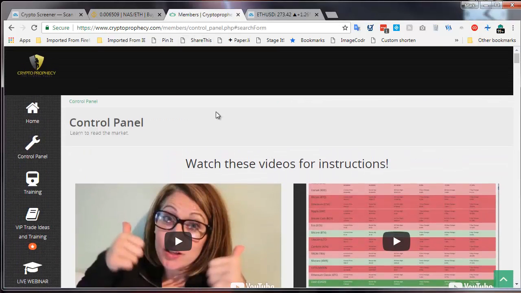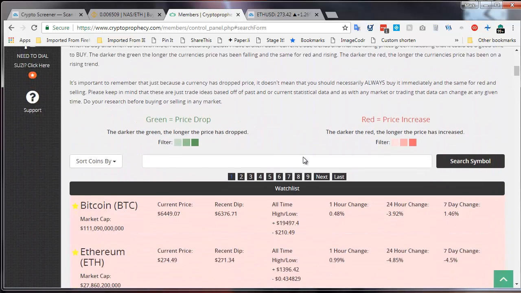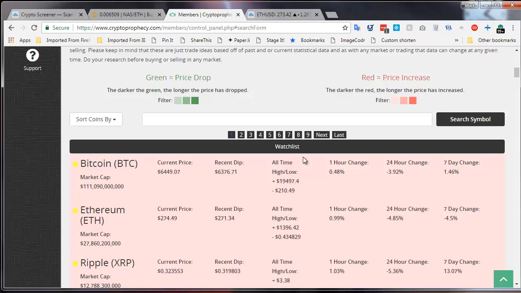The tool that I use is called Propecy. It has a control panel which is fairly simple. Basically what it does is it calculates relative price moves and then color codes them. The darker the green, the longer price has dropped. So we're interested in those, the darkest level of green, and the darker the red, the longer price has increased, and those would be candidates for selling.